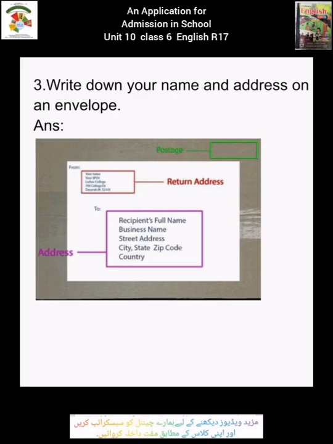full name, your business name, the street address, the whole thing. And this is the pattern. First you have to write your own address, your own name, then you will have to write the name of the recipient and their address.